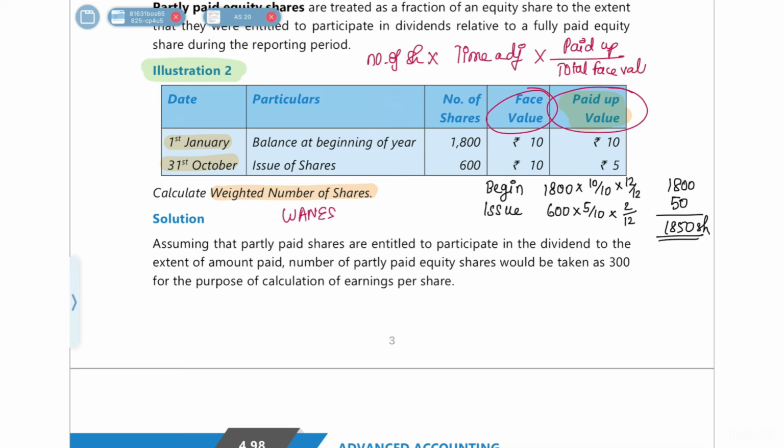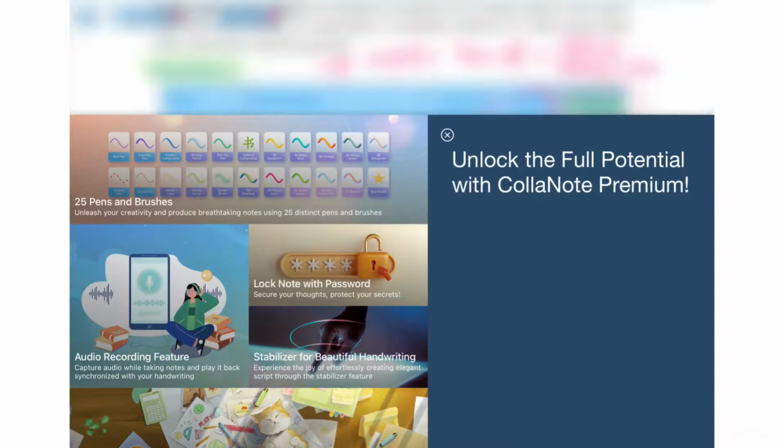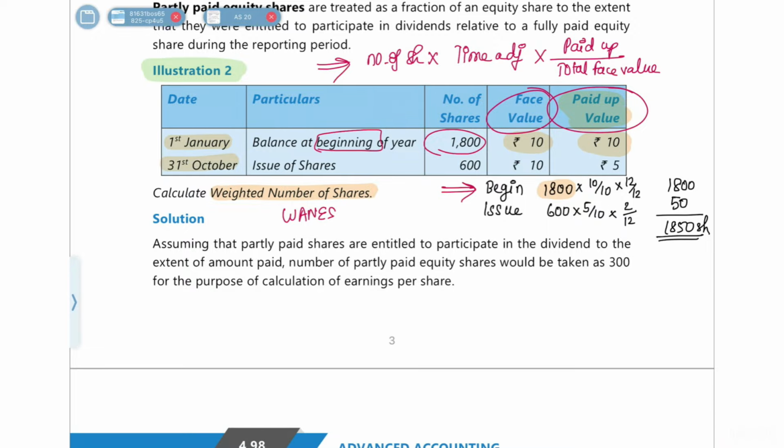Okay, so this also I taught you in the concept video. I hope you remember this. So they are saying the balance at the beginning of the year was 1800 shares. So in the beginning of the year, you had around 1800 shares. 10 rupees was the face value and the entire 10 rupees has been paid up. So into 10 by 10, and it was with you during the whole year, so into 12 by 12. So 1800 will be the number of shares.